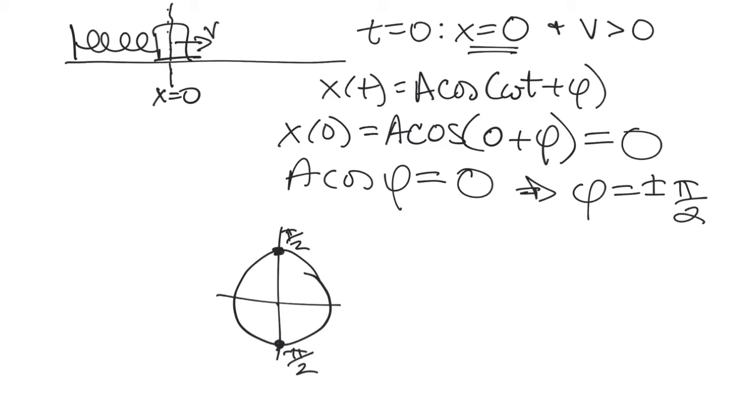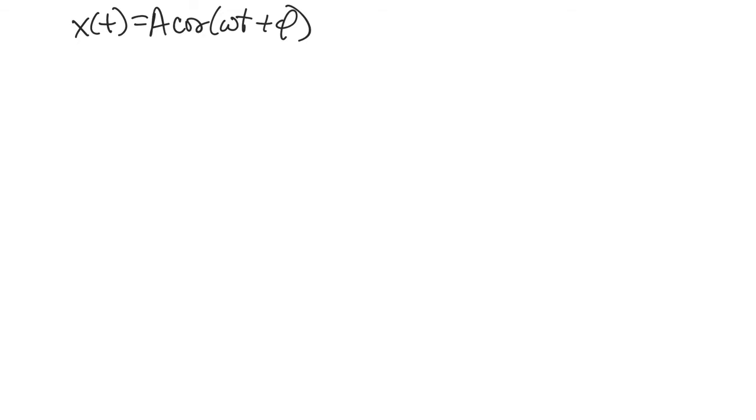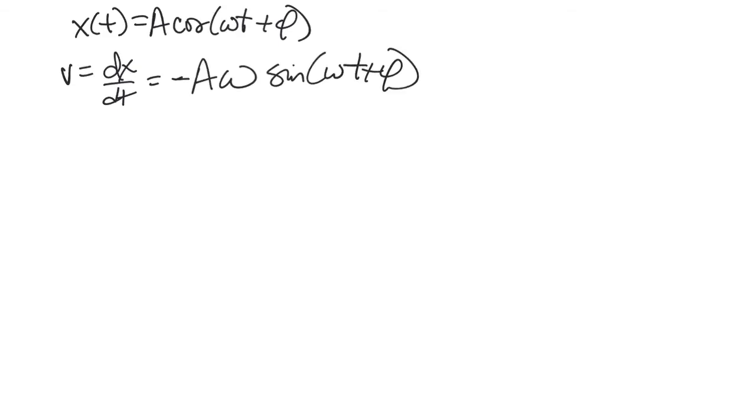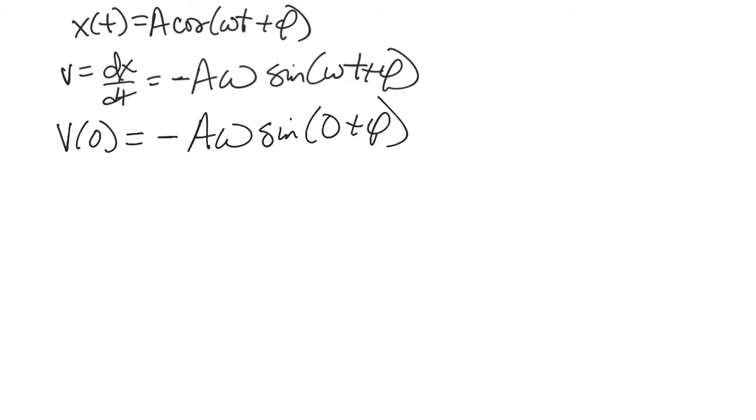So let's delve a little deeper. What else do we know? Let's look at v. v, of course, is dx/dt. So we get negative a omega sine(omega t plus phi). So let's look at v at t equals 0. It's negative a omega sine of (0 plus phi), right? So v of 0 is negative a omega sine of phi.